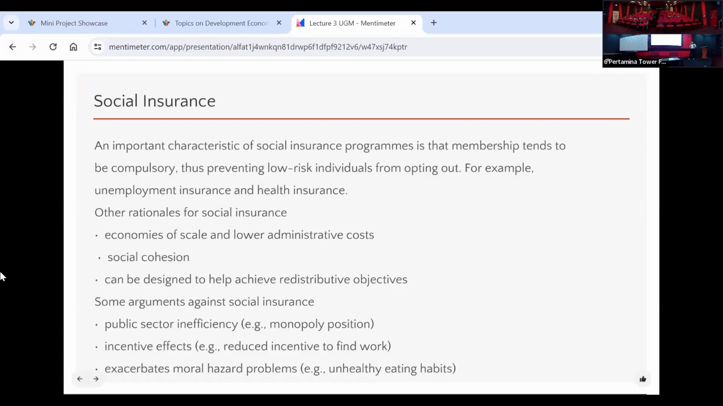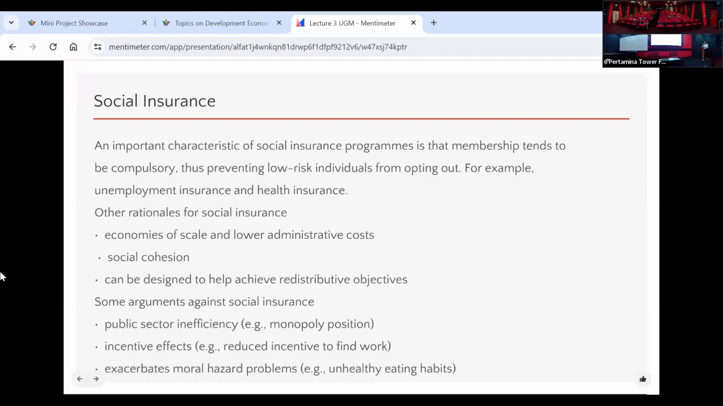Some arguments against social insurance are that the public sector is very inefficient. And it's not inefficient because we have bad people in power. It has nothing to do with that, it's not personal. It's just because it's a monopoly. And you have seen that monopoly is not very good for the economy. Competition has lower prices and bigger quantities, and monopoly has higher prices and lower quantities.